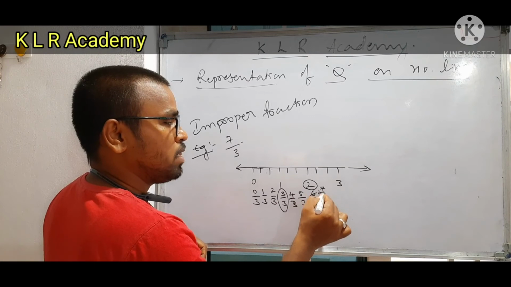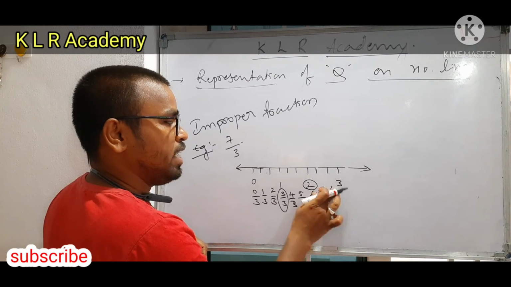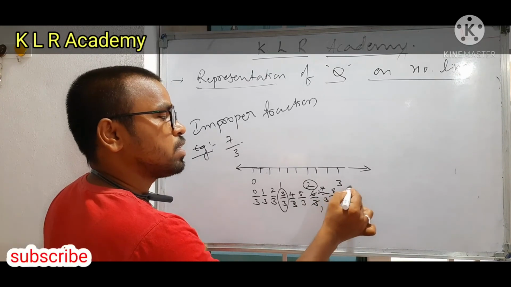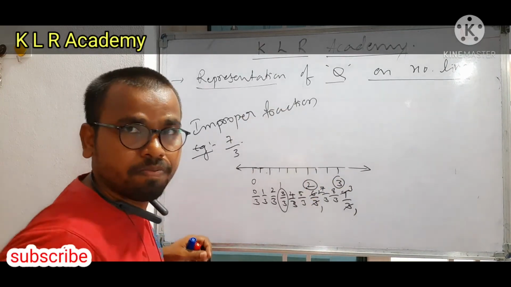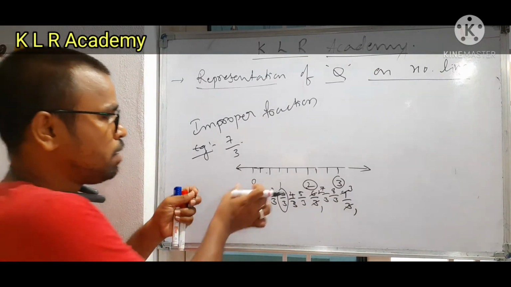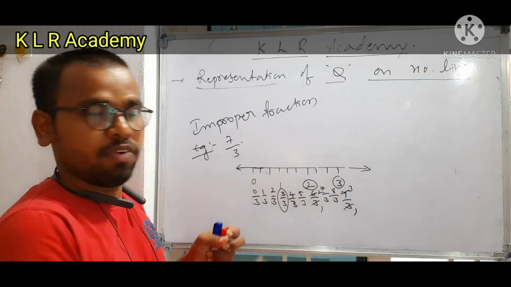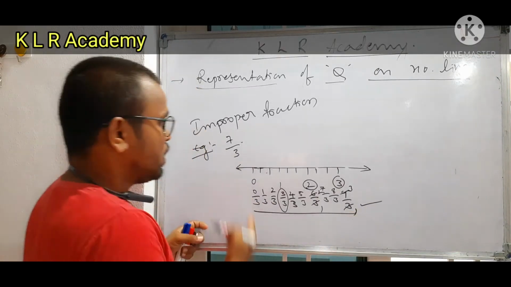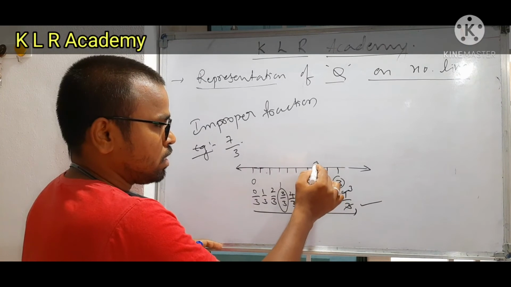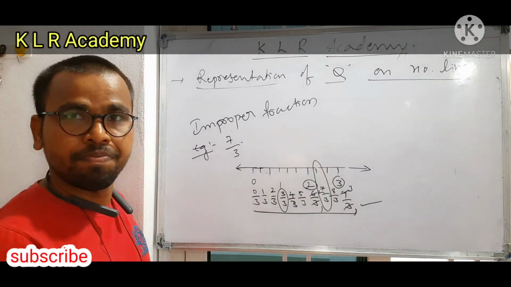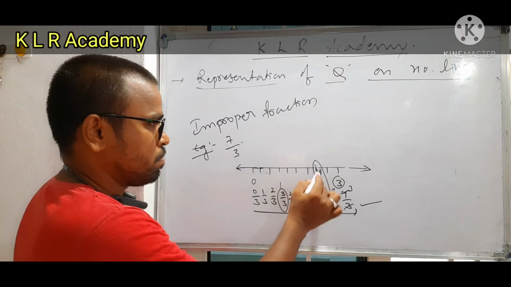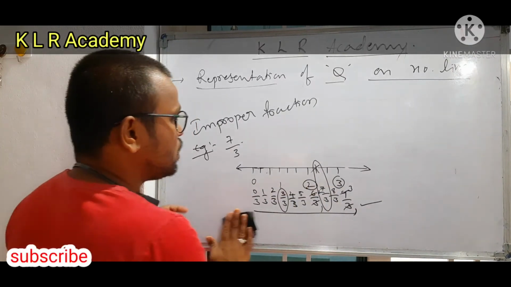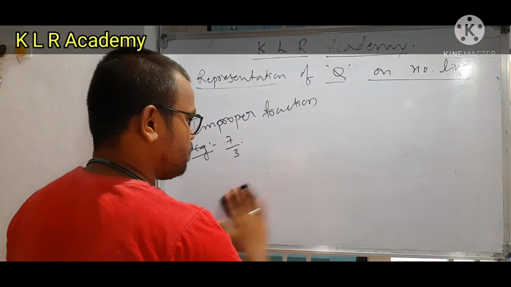Next, 7 by 3, 8 by 3, 9 by 3, which is 3 threes, again you are getting 3. Fine. So you can divide every number into 3 equal parts and keep writing like this. Then your required number is 7 by 3, which you can mark. But this is a very time-taking process. So you go with the mixed fraction concept.